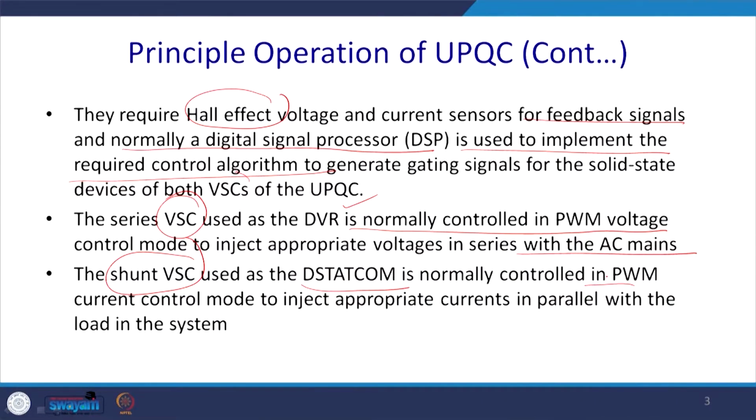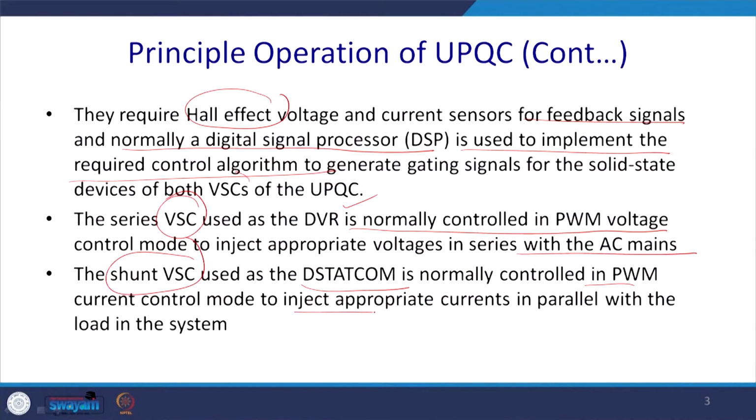On the other hand, the shunt portion of the voltage source converter acts as a DSTATCOM and is normally PWM controlled. It is essentially a current controlled voltage source inverter. So, it is controlled in PWM current control mode to inject the appropriate current in parallel to the load of the system. This is called the shunt.